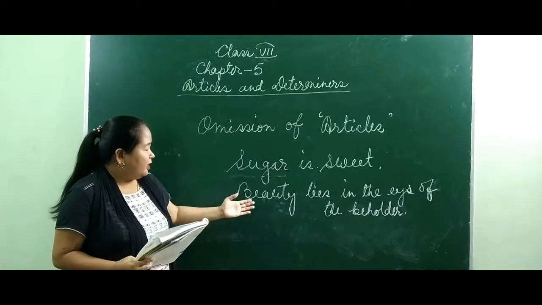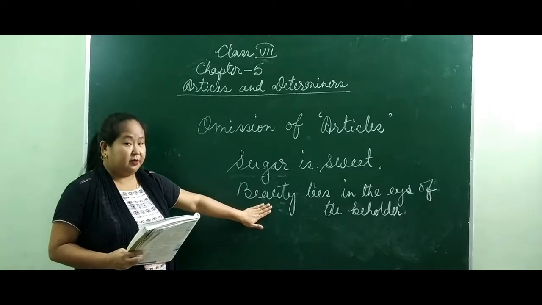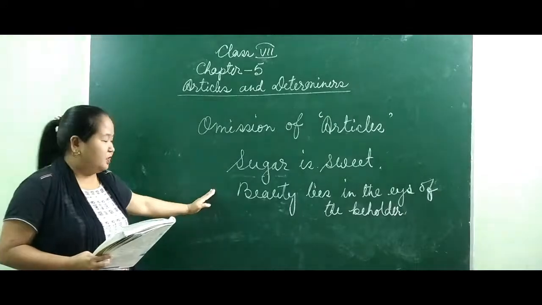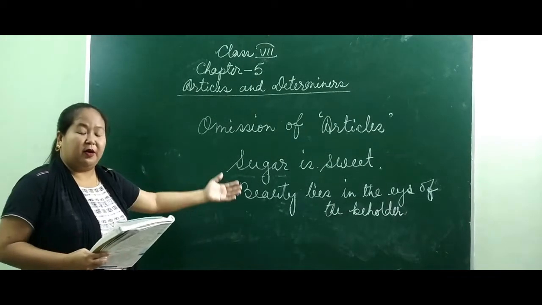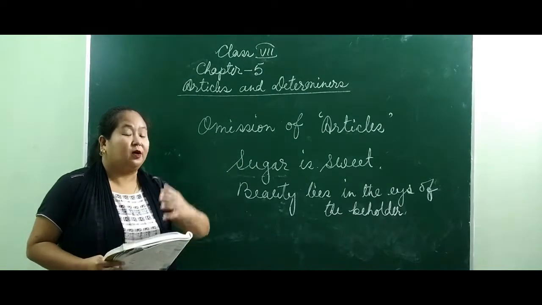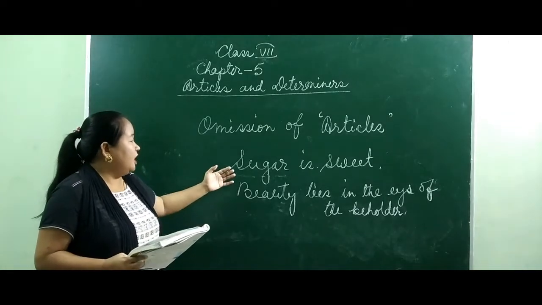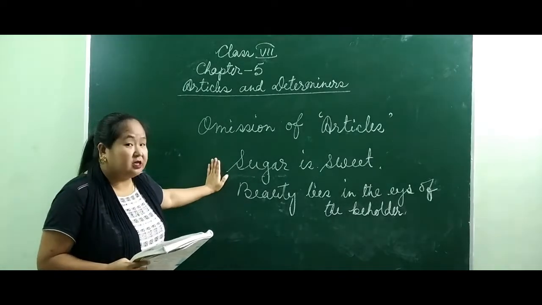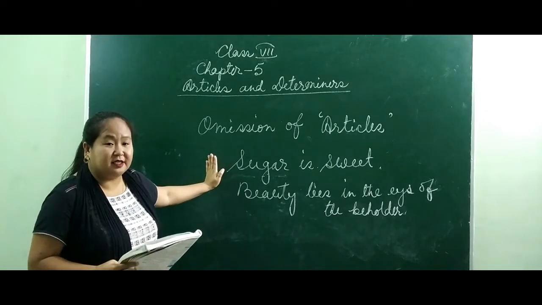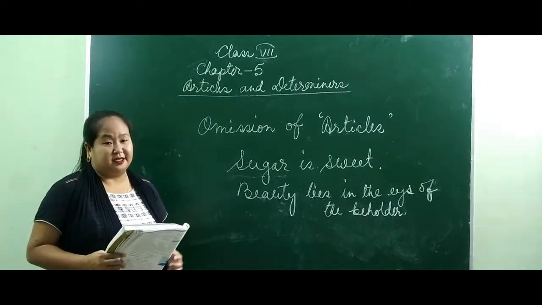Okay, and here, beauty lies in the eyes of the beholder. Beauty is an abstract noun. Here this beauty is used in a general sense, so no article is used here. But if we want to particularize it, the beauty of the child or the beauty of the queen attracts all the people. Okay, the particular beauty of the queen. So no article is used before abstract nouns, and no article is used before substances. But only when we want to particularize it, then only we can use article the.